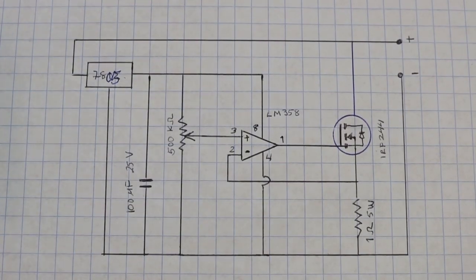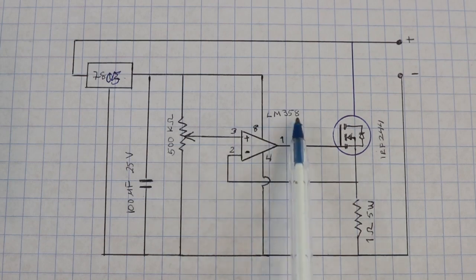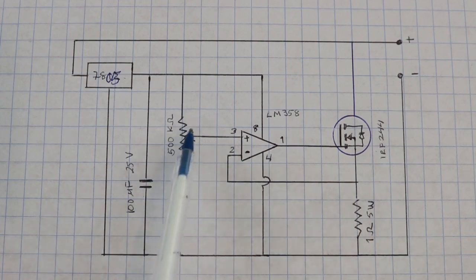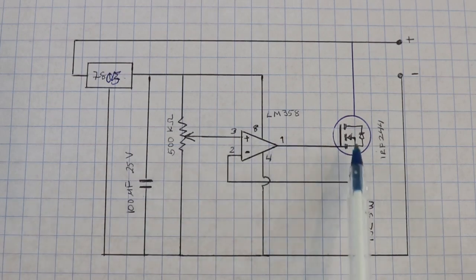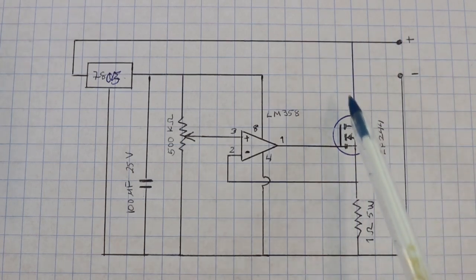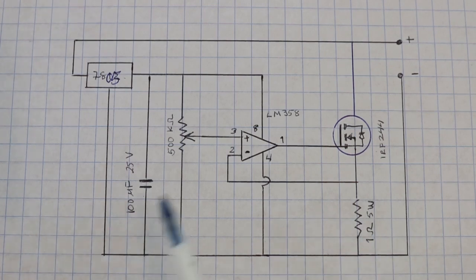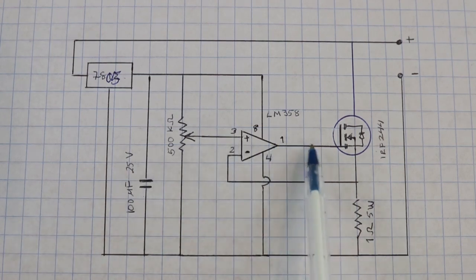The circuit is based on an LM358 operational amplifier, and what this does is to compare the voltages at pins 2 and 3. If the voltage at pin 3 is higher than at pin 2, then we will have a voltage at pin 1 and the MOSFET turns on. Then the current can flow through the MOSFET and through this resistor. On the other hand, if the voltage at pin 2 is higher than at pin 3, no voltage will flow here and the MOSFET turns off.